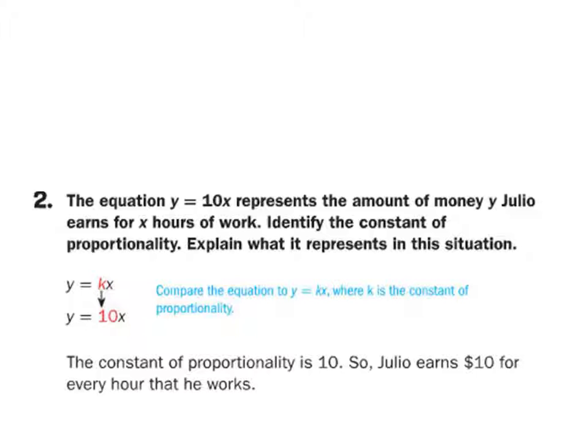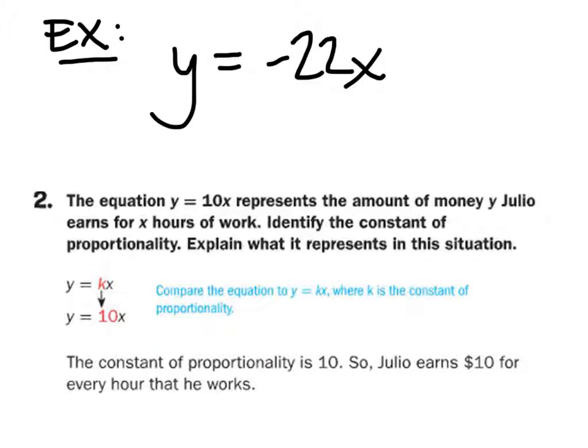Alright, this one we're just looking for the constant of proportionality. So the first thing we need to look at is equations: how to tell if an equation is proportional. Well, let's look at an example. When you see an equation, you'll see it in the form of y equals some number, any number really, negative 22x. If you see this, you're good. That's proportional.